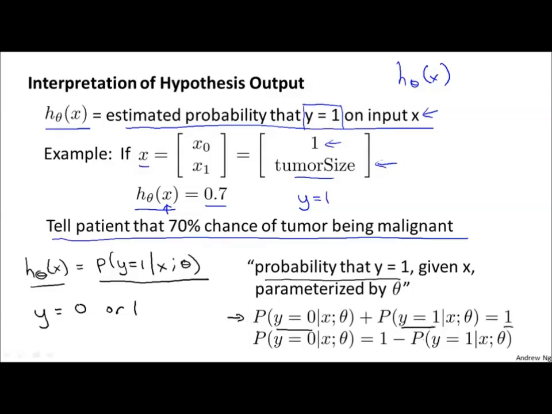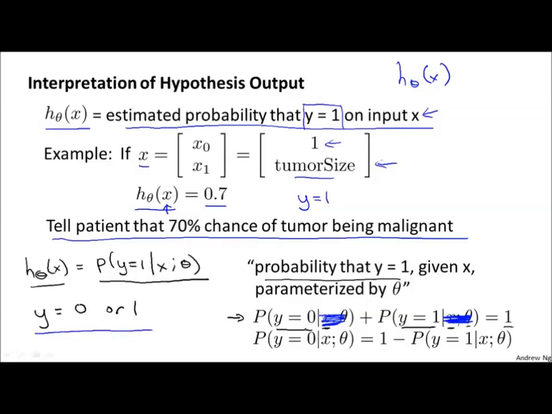This first equation looks a little bit more complicated, but it's basically saying that the probability of y equals 0 for a particular patient with features x, given our parameters theta, plus the probability of y equals 1 for that same patient, given our parameters theta, must add up to 1. If this equation looks complicated, feel free to mentally imagine it without that x and theta. This is just saying that the probability of y equals 0 plus the probability of y equals 1 must be equal to 1. And we know this to be true because y has to be either 0 or 1.